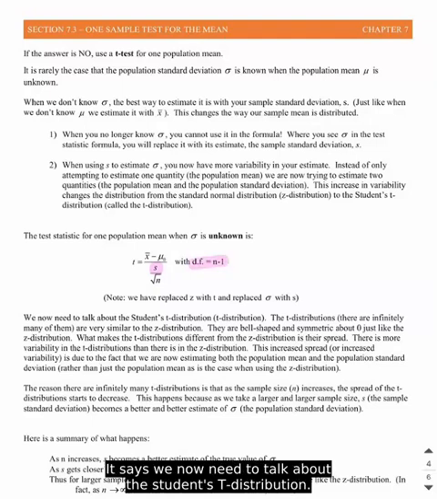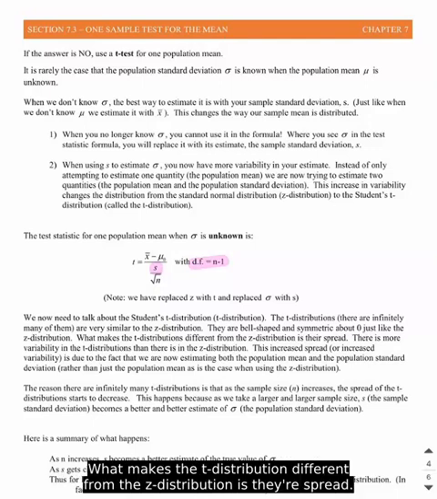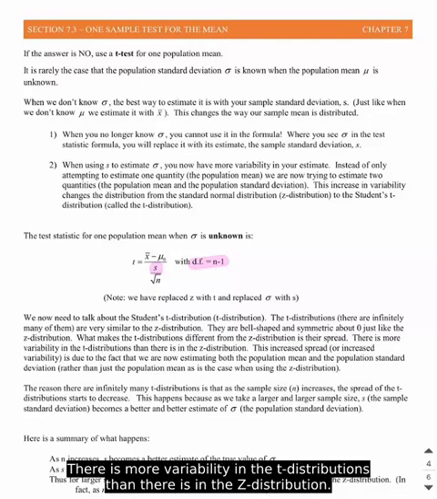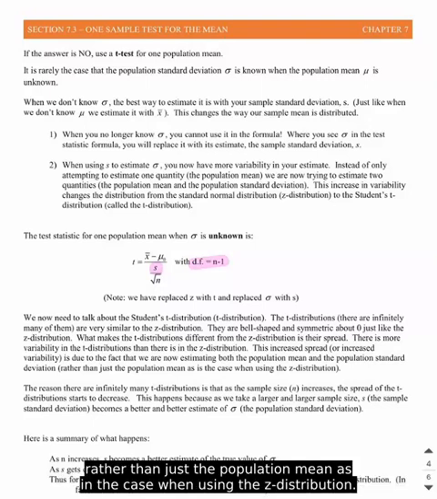We now need to talk about the student's t distribution. Many times it's just the t distribution. The t distributions, there are infinitely many of them, are very close to the z distribution. They are bell-shaped and symmetric about 0, just like the z distribution. What makes the t distribution different from the z distribution is their spread. There is more variability in the t distributions than there is in the z distribution. This increased spread is due to the fact that we are now estimating both the population mean and the population standard deviation, rather than just the population mean as in the case when using the z distribution.